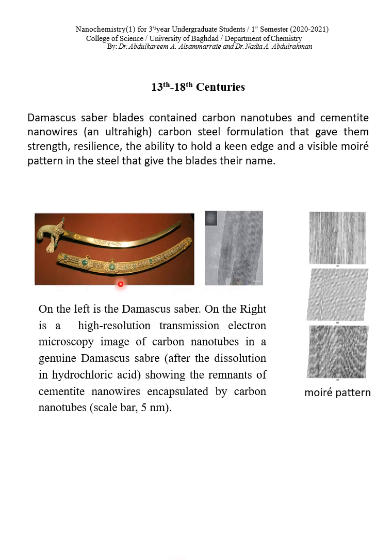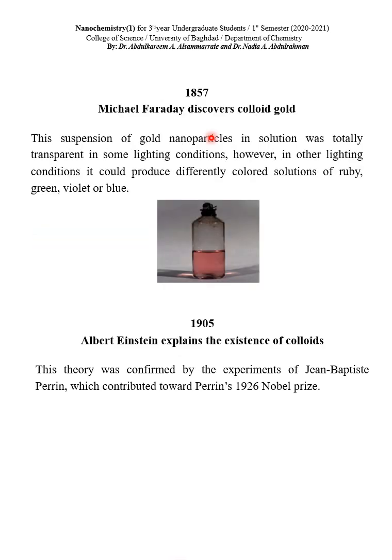هذا الدمسكس سورد أو الدمسكس سايبر كان يحمل هذه الصفات الفريدة. إذن هو اكتشف انه بسبب الصناعة مالته كان مصنع من النانو تيوبز. So for more examples, in 1857, Michael Faraday discovered the colloidal gold. This suspension of gold nanoparticles in solution was totally transparent in some lighting conditions. However, in other lighting conditions, it could produce differently colored solutions of ruby, green, violet, or blue.